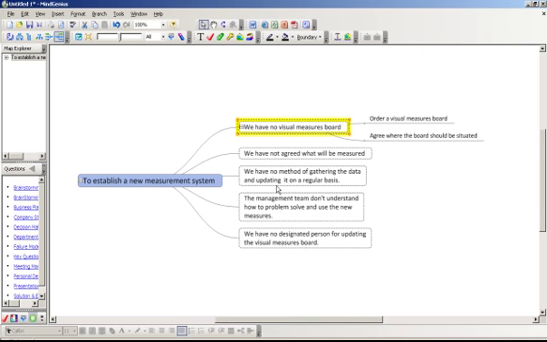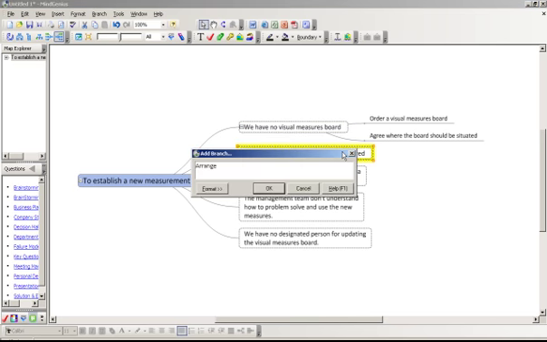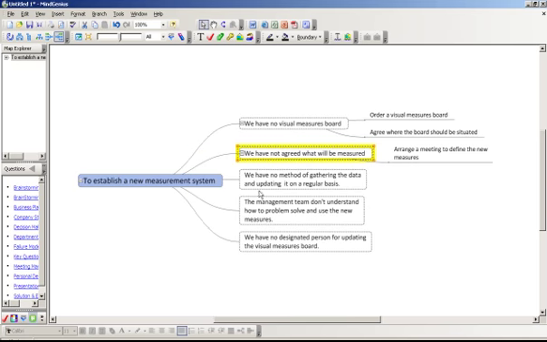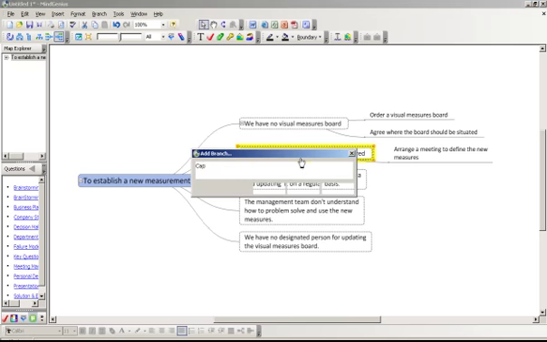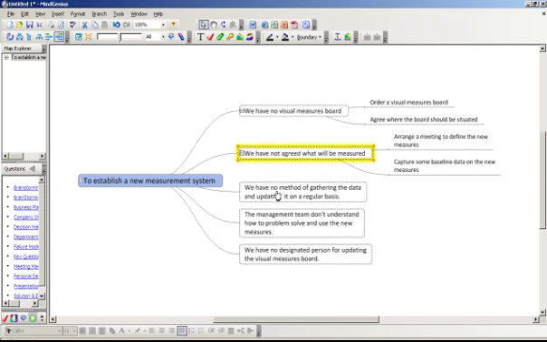And let's say that the action is yes. We've not agreed what would be measured. Let's say the action was arrange a meeting to define the new measures. The second action was capture some baseline data on the new measures. And again, we're going to keep doing this sufficiency check, which is if we'd arranged the meeting to define the new measures, if we'd captured some baseline data on the new measures, is that sufficient to overcome the obstacle?